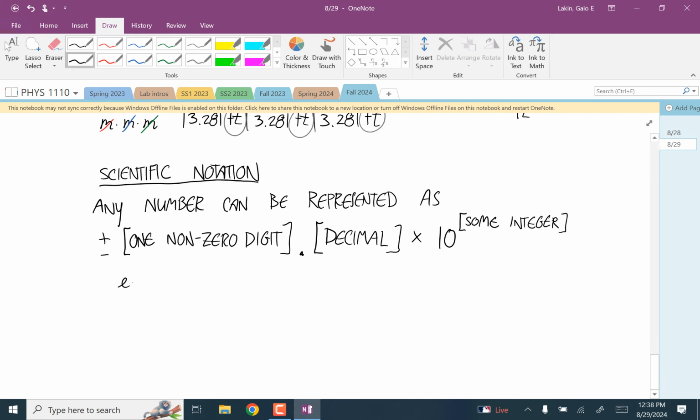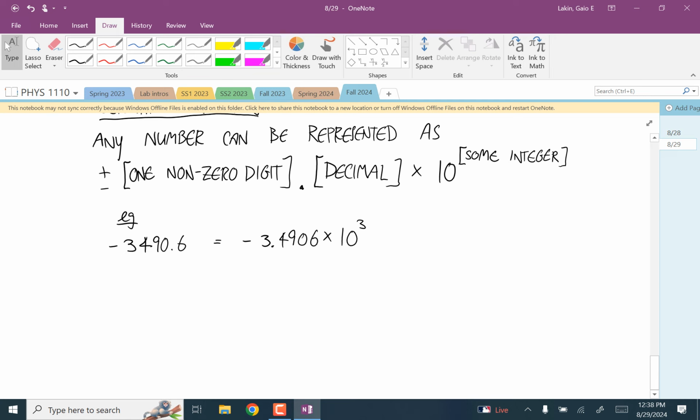So for example, the number negative 3,490.6 can be written as negative 3.4906 times 10 to the third. And the number 0.000814 can be written as 8.14 times 10 to the minus fourth.